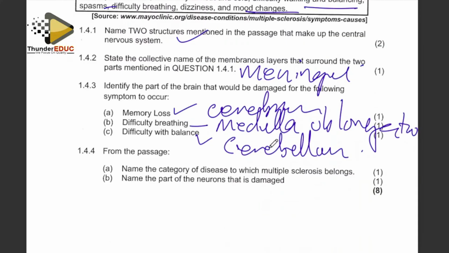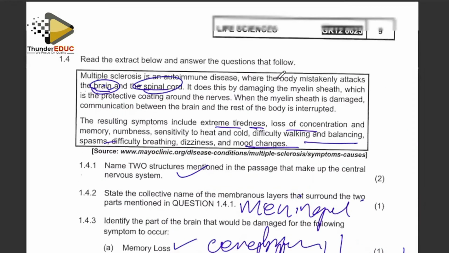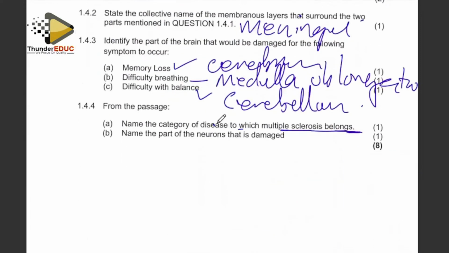From the passage, they said from the passage, so they don't want you to tell us any other issues. Name the category of disease to which multiple sclerosis belongs. Someone said that I did not study this. They said from the passage. It means that these are some of the questions you study from the exam, and then you get the answer. So the answer is here: autoimmune disease. It belongs to autoimmune diseases, meaning that it attacks the body or the parts of the body.